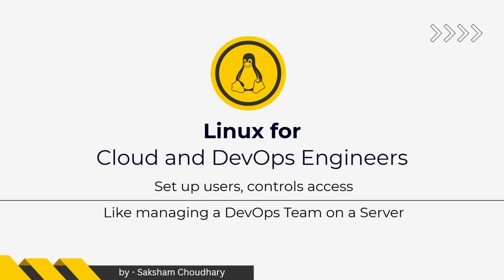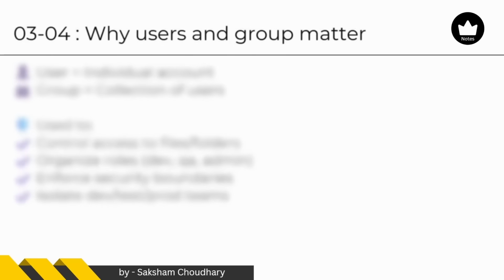Welcome to the fourth lecture of the third section. In this section, we are going to create some dummy users and assign them to a few groups that will also be created by us. We are going to do this dry run because I want you to manage like a DevOps engineer if you are running a team on a server level. So you should really understand how to set up users and control their access.